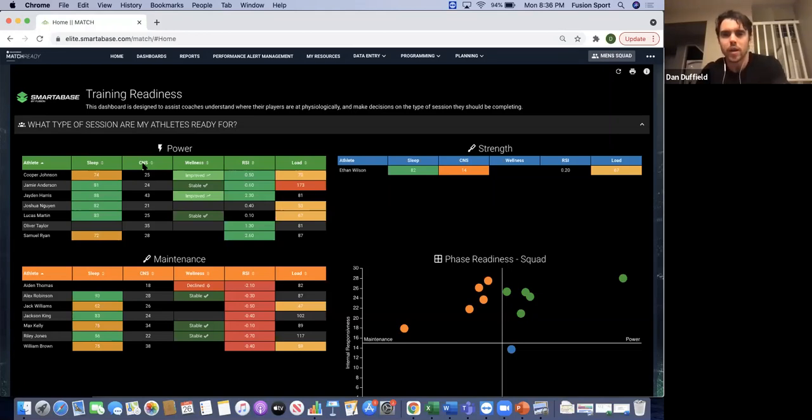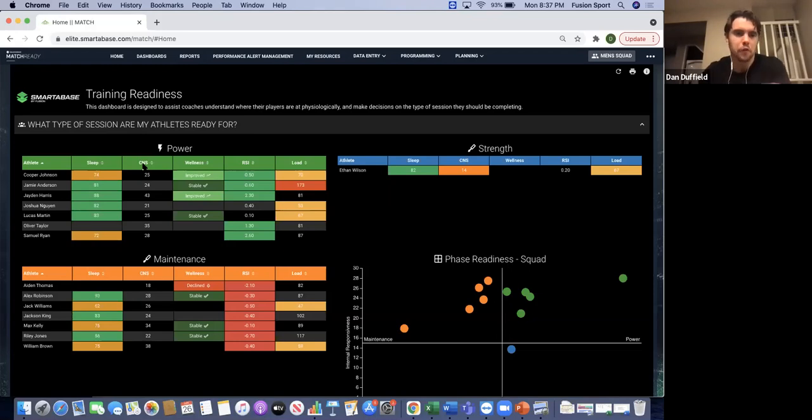So we decided that those were the 5 key components that would indicate an athlete's readiness to train. Then in Smarterbase, we built an algorithm and weighted each of these metrics based on what we felt their importance was to the training. We know that when you're trying to do power, your central nervous system needs to be at its peak and functioning well. You also need to be well rested, and ideally you don't want too high loads leading into it. But some of those things we weighted more heavily than others.